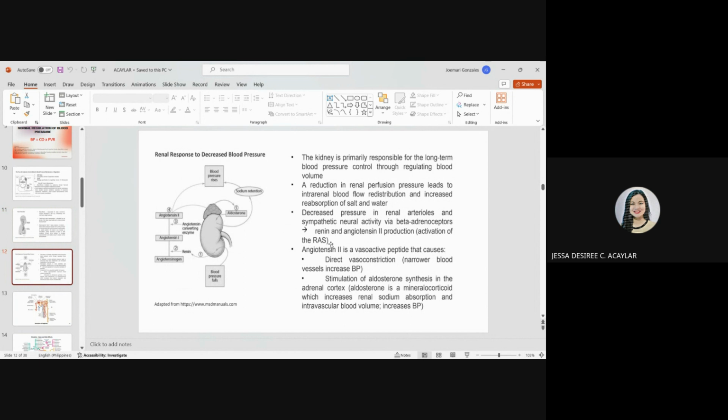So angiotensin II, ito po, is a vasoactive peptide that causes direct vasoconstriction, meaning nagnanarrow po ang blood vessels na makaka-increase ng BP. Stimulation of aldosterone synthesis in the adrenal cortex. Aldosterone is a mineralocorticoid which increases renal sodium absorption and intravascular blood volume, which increases the BP.